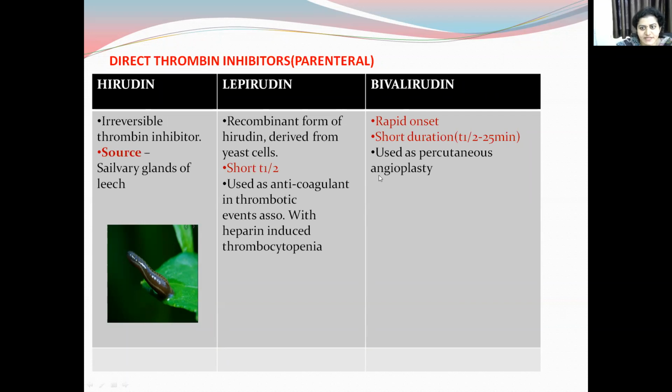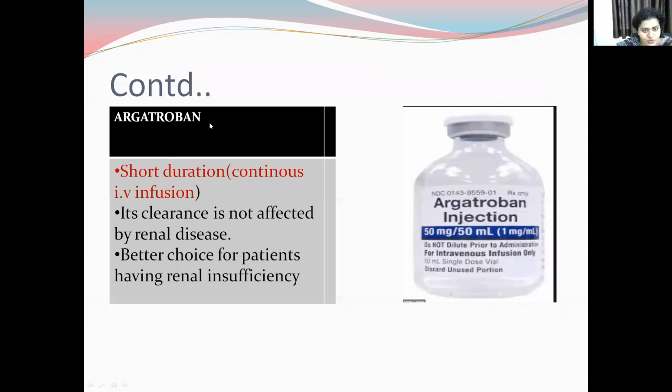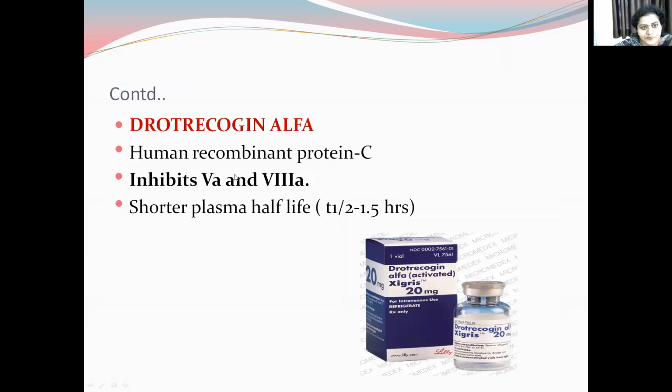Bivalirudin has a rapid onset and short duration, that is, the half-life is about 25 minutes, and it is used in percutaneous angioplasty. The last drug is argatroban, which is a direct thrombin inhibitor, and it has a short duration, so you have to give continuous IV infusions, and the clearance of this drug is not affected by renal disease. So it is a better choice for patients having renal insufficiency.